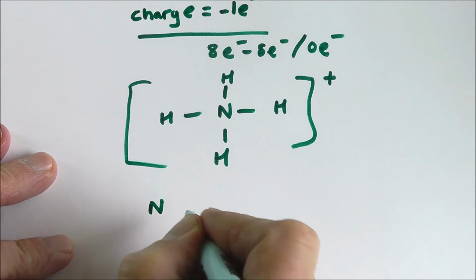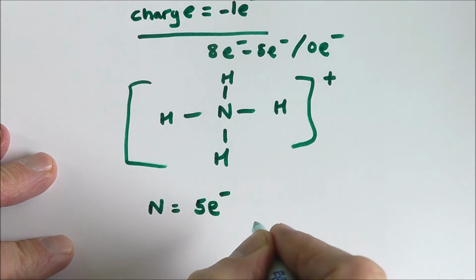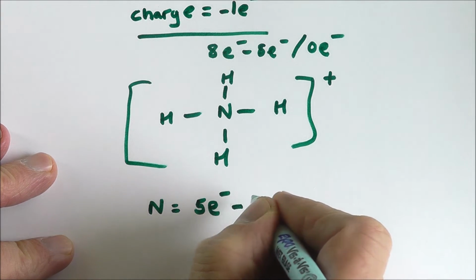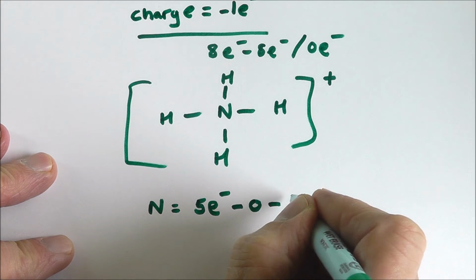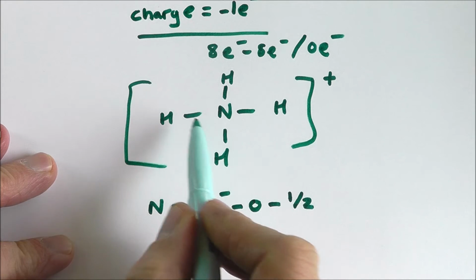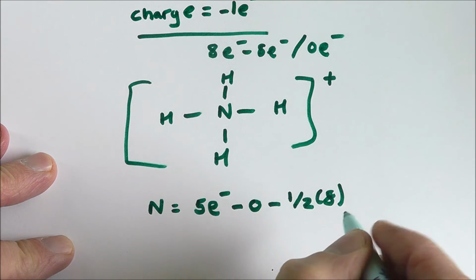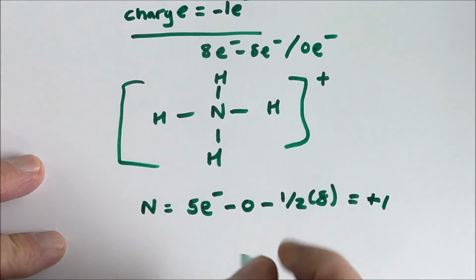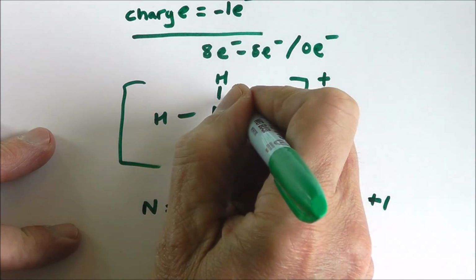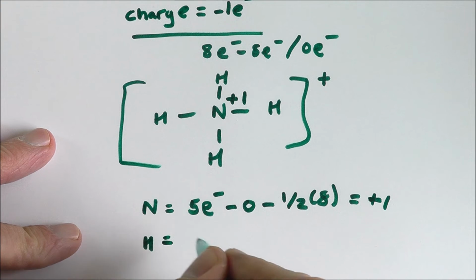So we'll do nitrogen. Number of valence electrons in nitrogen, and everything in group 5, is 5. Minus the number of non-bonding electrons, which is 0. All right, minus 1/2 the number of bonding electrons, 2, 4, 6, 8. 5 electrons minus 0 minus 1/2 of 8 is 4. That's a plus 1. So that charge is right there. If I was a risk taker, I could just say I'm done. But you know what, just to over-explain, if anything, I'll do hydrogen.